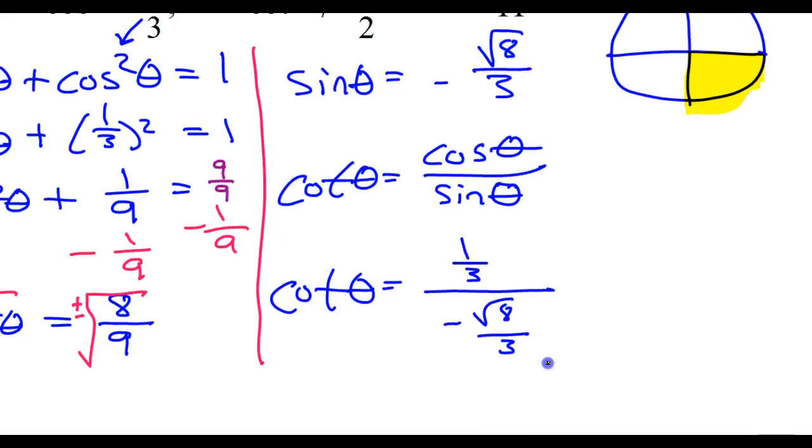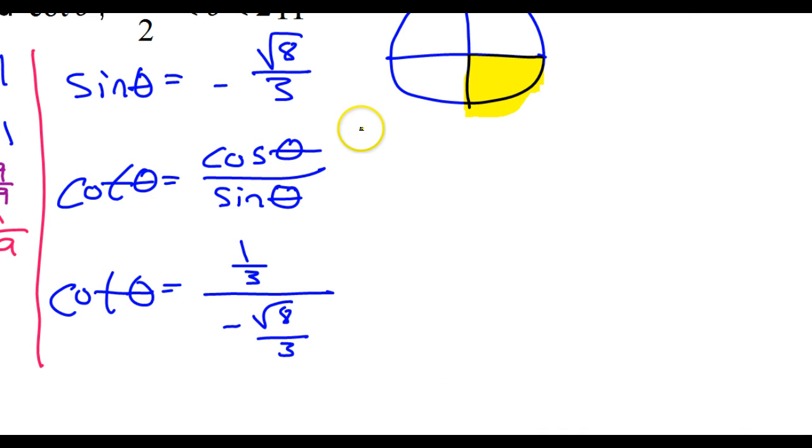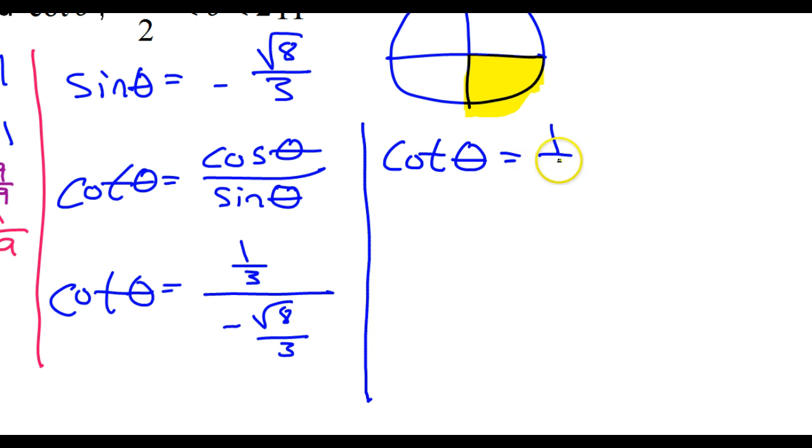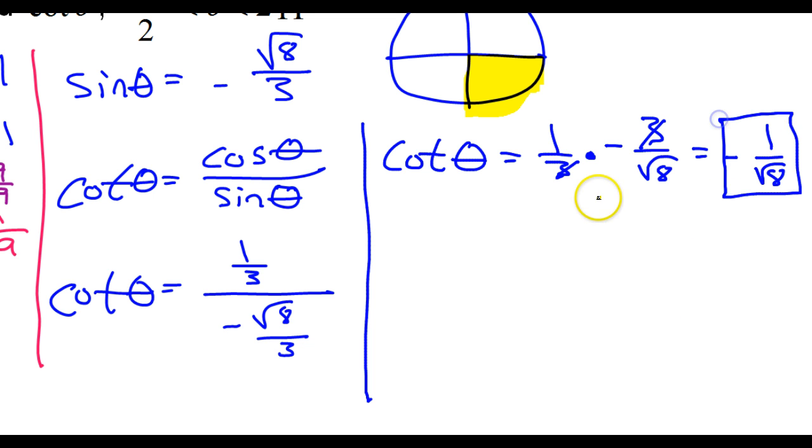Now, how do you divide with fractions? You multiply by the reciprocal. So that's going to give you cotangent is equal to 1/3 times negative 3 over radical 8. So these 3's are going to cancel each other out. And that's going to give me negative 1 over radical 8. And that's going to be your answer. We could rationalize the denominator if we wanted to, but I'm going to leave it like that.